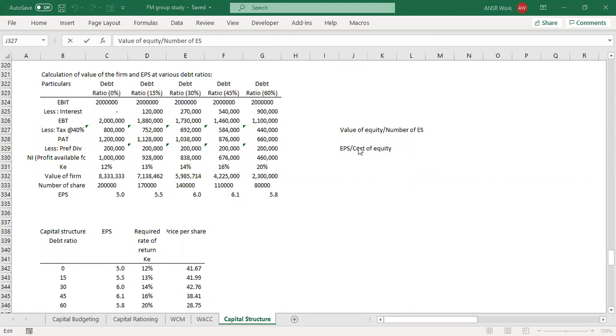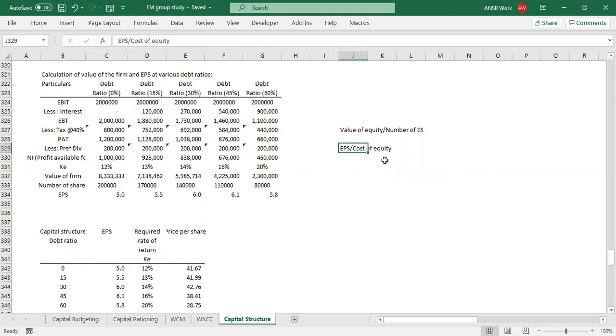Okay, sorry. As I was saying, the value of equity was 83 lakh 33,333. We divided it by 2 lakh, the number of equity shares, and that came to a market price of 41.67. We had EPS of 5 rupees per share. We divided it by the cost of equity of 12%. That also came to a market price per share of 41.67.